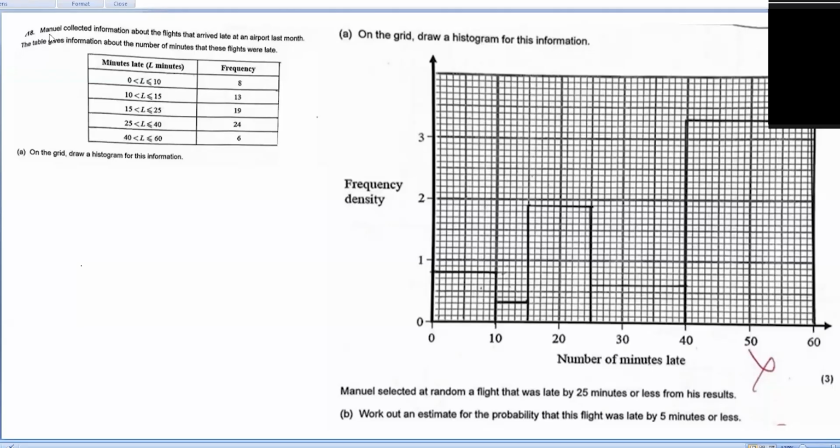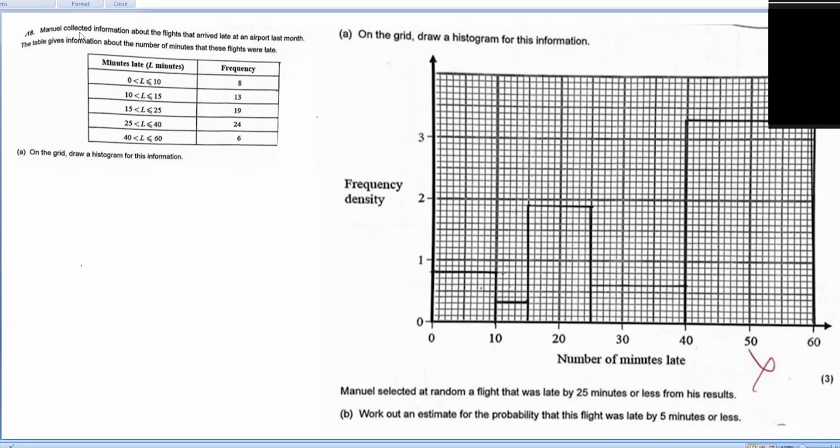Right, okay, so we're looking at this histogram. Manuel collected information about the flights that arrived late at an airport last month. The table gives information about the number of minutes that these flights were late. On the grid, draw a histogram for this information.